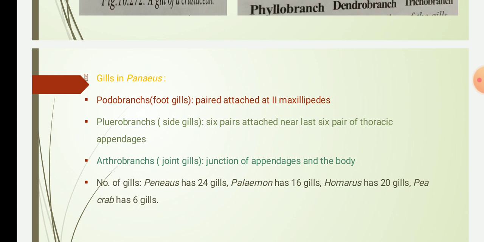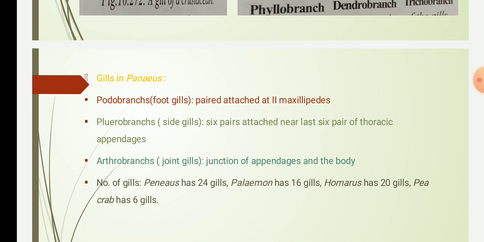Okay, and also in the study of this, there is a branchial formula. That is, the number and arrangement of gills in the prawn are given in the form of a formula called a branchial formula.